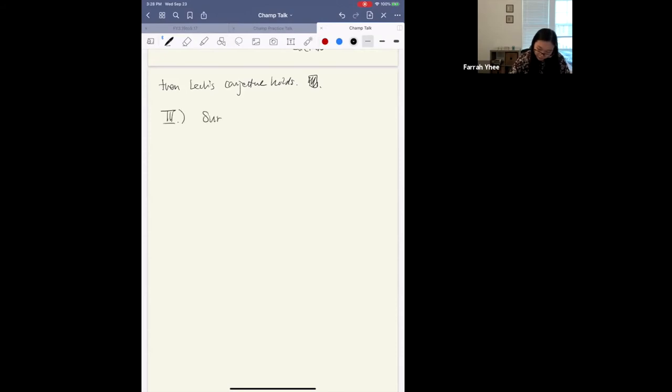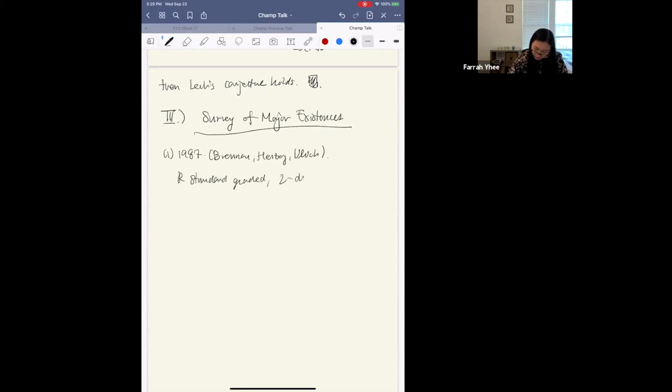So let's look at a survey of the major existence results. And unfortunately, it's been a very difficult problem to find Ulrich modules or to prove that there are Ulrich modules for large classes of rings. The first was in 1987 by Brennan, Herzog, and Ulrich. And this was when R is a standard graded two-dimensional Cohen-Macaulay domain, and the field K is infinite.